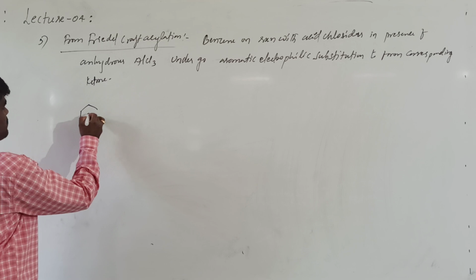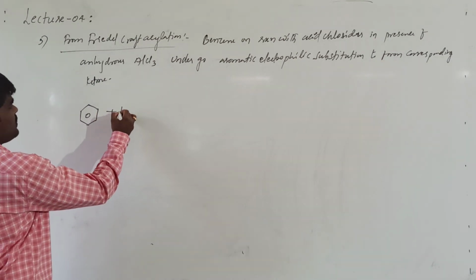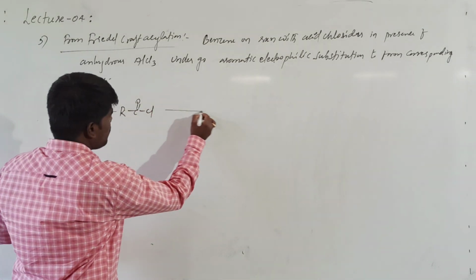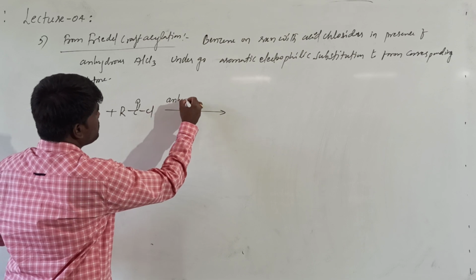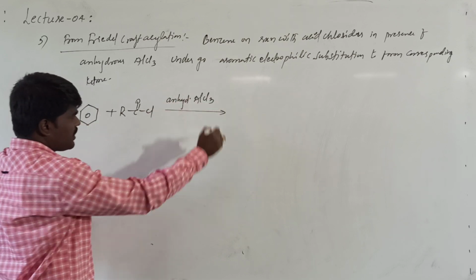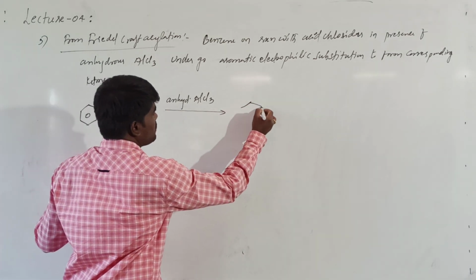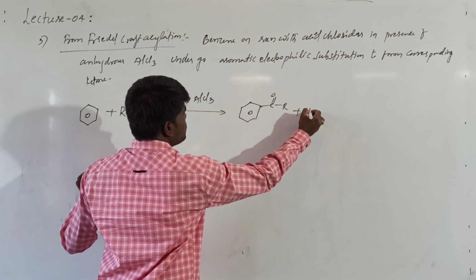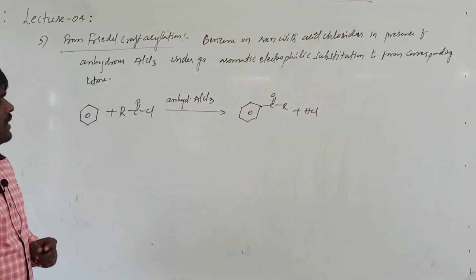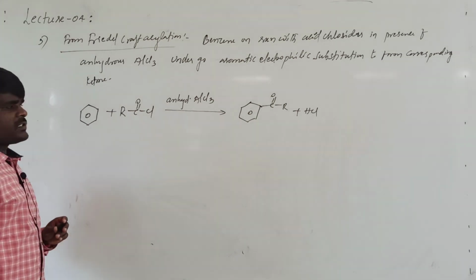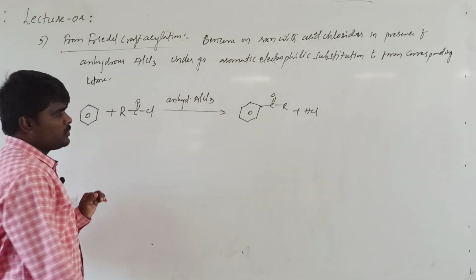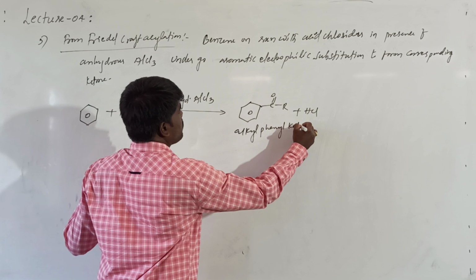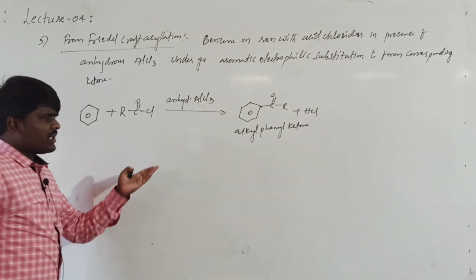Now let us see the equation for this. Benzene on reaction with acid chlorides. What is the general formula of acid chlorides or acyl chlorides? In presence of anhydrous aluminum chloride, here what happens? You will get, you just attach this acyl group to the benzene, and you will get HCl. This is called alkyl phenyl ketone. If it is also an aryl group, you will get aryl phenyl ketone.